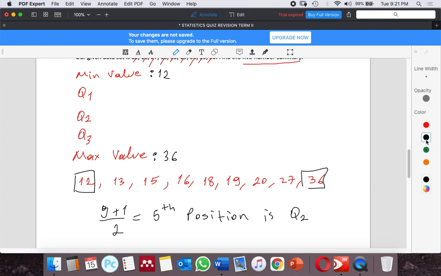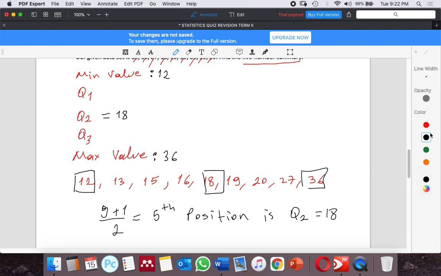So where is the fifth position? Let's see. 1, 2, 3, 4, 5. So the median is 18. To check ourselves, the median means dividing into two equal parts. On the right side and the left side, the number of members must be equal. So 1, 2, 3, 4 before 18, and 1, 2, 3, 4 after 18. So we are right. And we say that Q2 is equal to 18. So let us put it here, 18.